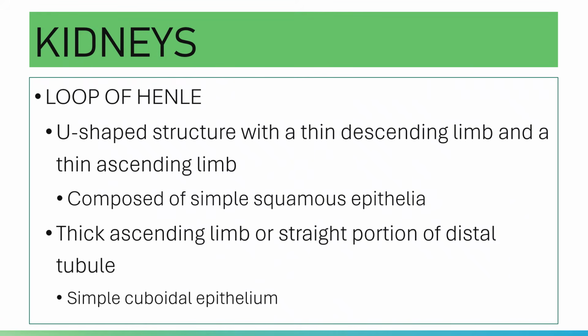Your loop of Henle is a U-shaped structure with a thin descending limb and a thin ascending limb. This thin descending and ascending limb is lined by a simple squamous epithelium with few organelles. The cells have few organelles, and then you have a thick ascending limb, or the straight portion of the distal tubule, which is lined by simple cuboidal epithelium with many mitochondria.